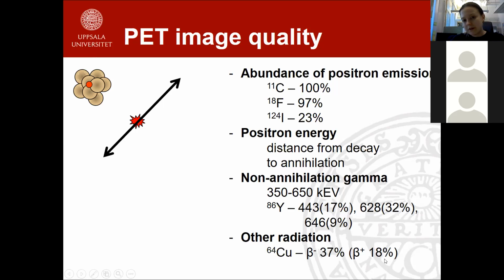only 20% of decays produce positrons. Or the abundance of positron emission is just 18%. So you need to give quite a lot of activity, high dose, and as well there is a beta minus that is produced, and beta particles can damage DNA in cells, so that can produce damage to healthy tissues and organs. So presence of other types of radiation should also be considered when you choose a radionuclide for labeling.